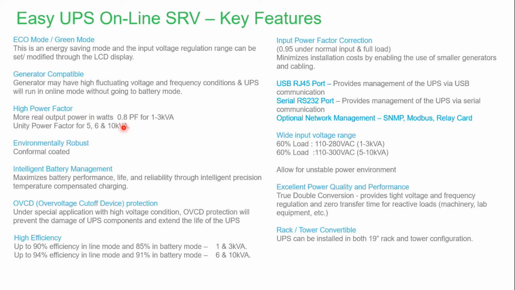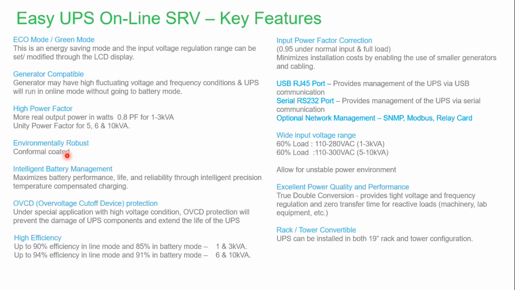Then high power factor. The 1 and 3 kVA models have 0.8 power factor, and the 5, 6 and 10 kVA models have unity power factor. The 5 to 20 kVA UPS can also be configured for 0.8, 0.9 and unity power factor depending upon the requirement of the customer.